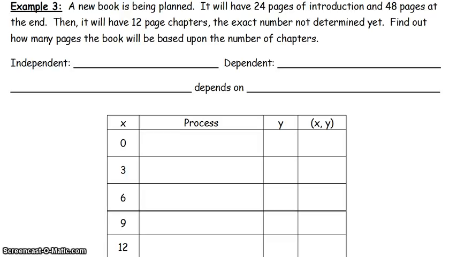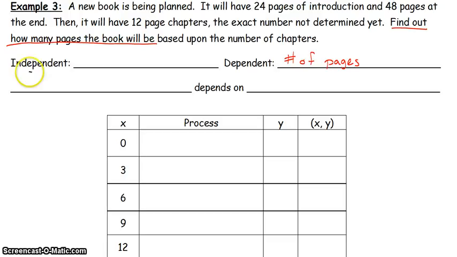We can write a function rule to find out how many pages the book will be based on the number of chapters. I'm going to underline that question. Find out how many pages the book will be. That always tells you your dependent variable. Since that's what you're trying to calculate, that's going to be your dependent variable. In this case, the number of pages.